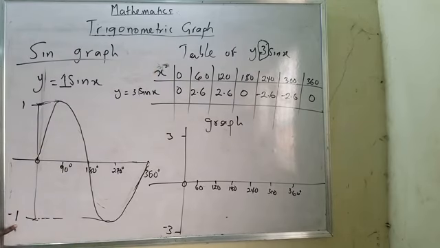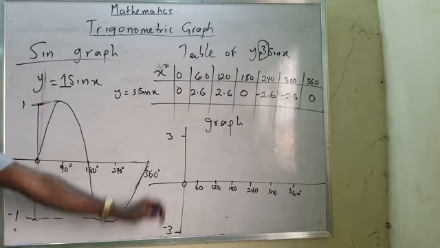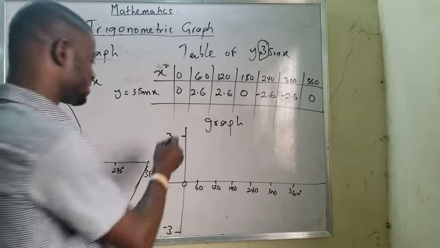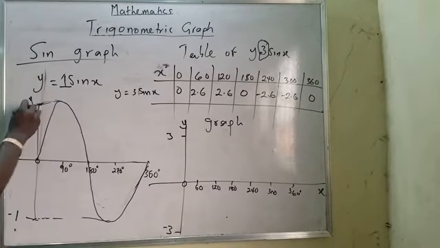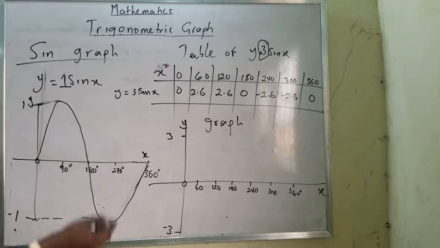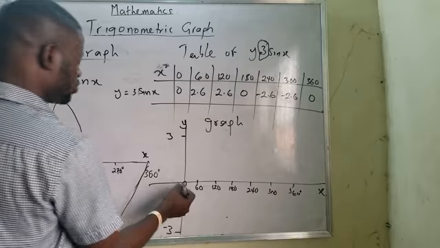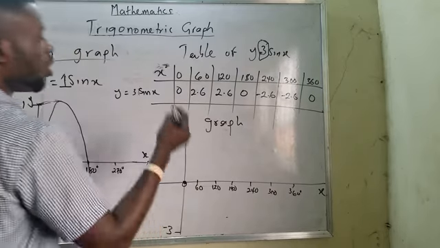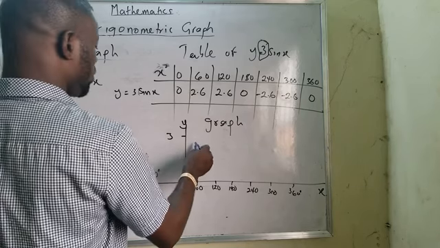Think nothing of that. This one is 1, because there is 1 here. Any coefficient of that trig function will determine the, what? The y-axis. And we all know that this is the y-axis and this is your x-axis. Now, when x is 0, this is your y, you have it as 0. When x is 60, you have it as what?